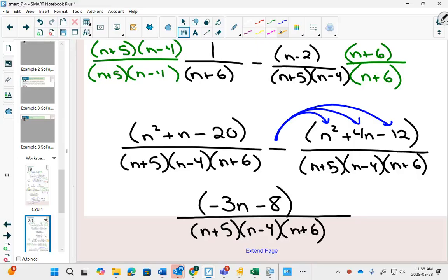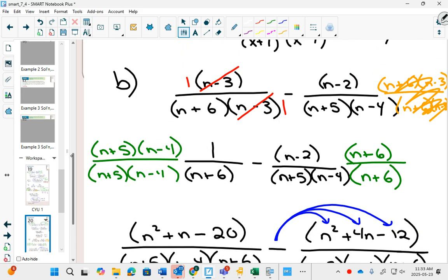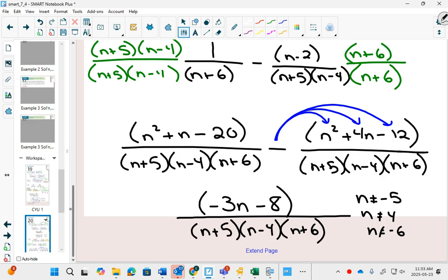The textbook writes the non-permissible values. I want to just point this out, because often students will write the 3 no problem and miss 1. Here are the 3 that are no problem. Those are all on the bottom. Which one do they miss? The n minus 3 was on the bottom earlier in the question. It's still a non-permissible value.